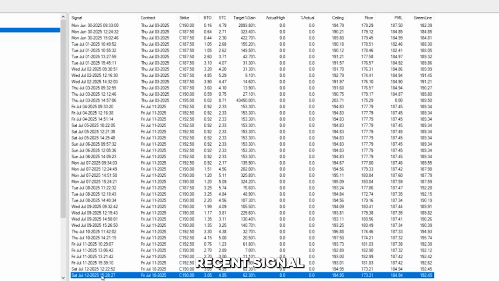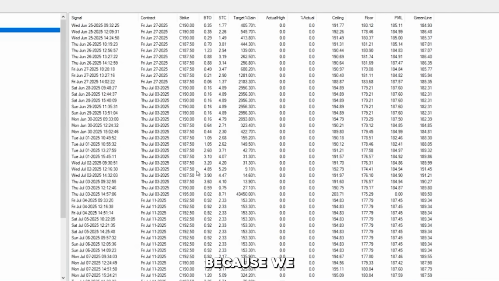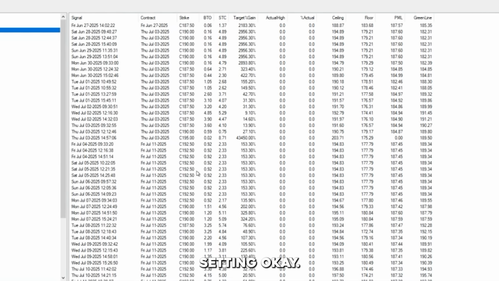Basically, this is a very recent signal. And right here, it shows you the contract expiry, July 18th. And then the strike, basically these are all going to be calls. You know why? Because we are using the bullish setting.